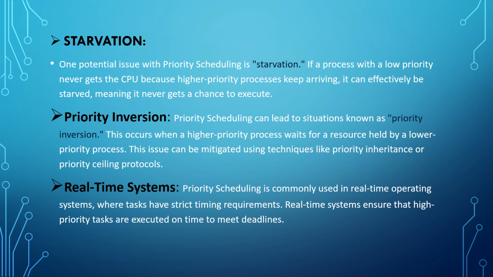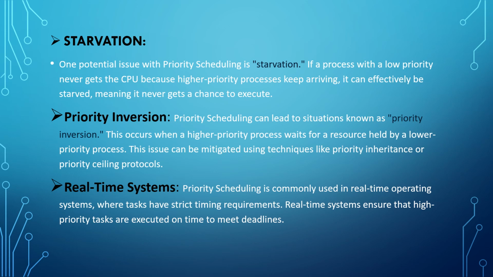One potential issue with priority scheduling is starvation. Now let's know about starvation. If a process with a low priority never gets the CPU because higher priority processes keep arriving, it can effectively be starved, meaning it never gets a chance to execute. It means that when we send processes to the CPU, the process scheduler first sends the high priority process to the CPU, so the lower priority process may be starved for a long time without being executed.